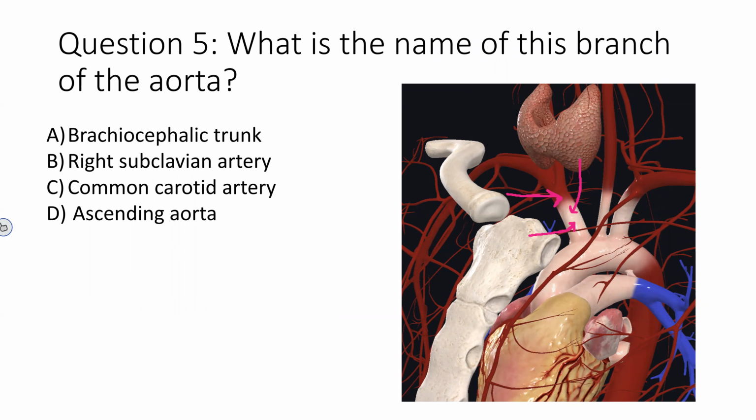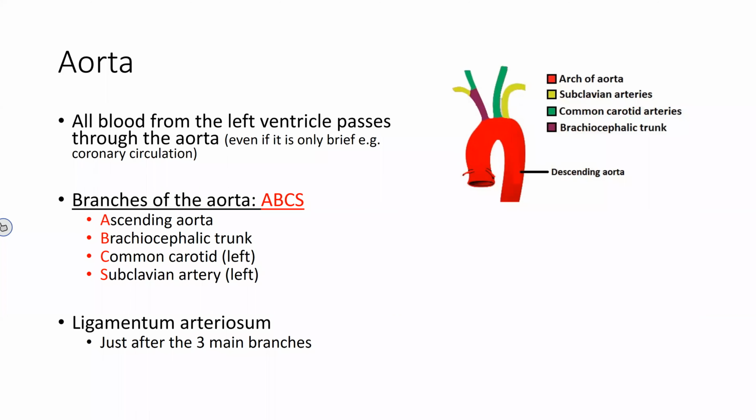Question 5. What's the name of this branch of the aorta? It's the first branch coming off the arch of the aorta, and that's the brachiocephalic trunk. And a way to remember that is the branches of the aorta is the ABCs. So you have the ascending aorta, brachiocephalic trunk, common carotid, and the left subclavian artery. And you've also got the arteriosus, which isn't really a branch, but that's just after the 3 main branches.